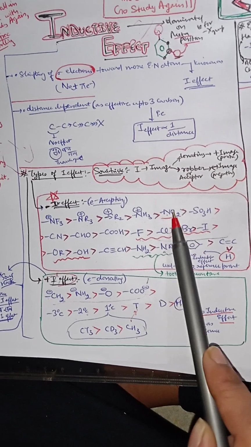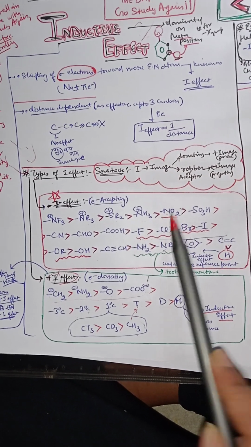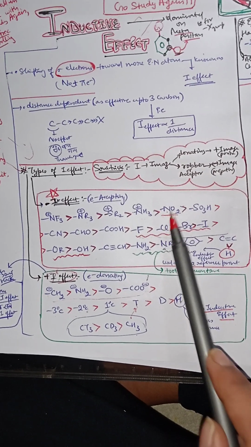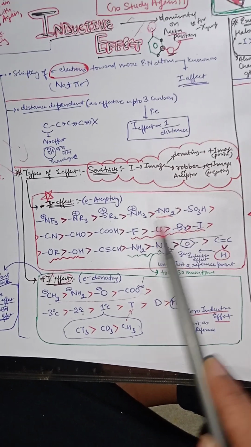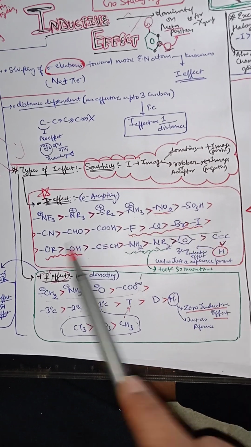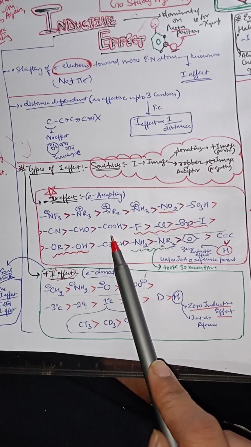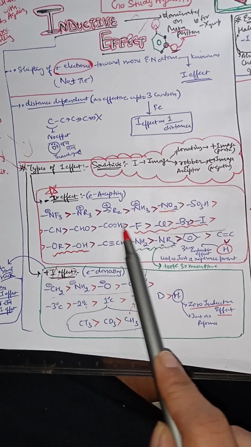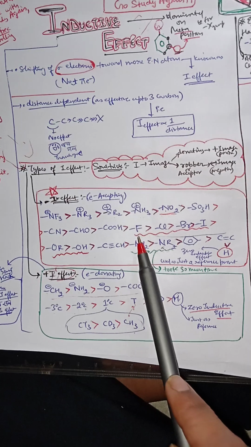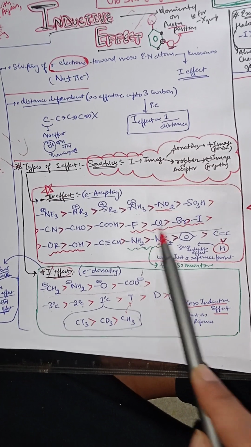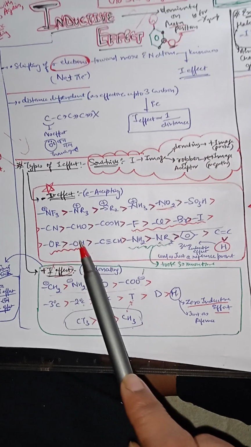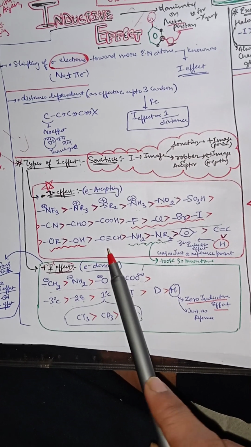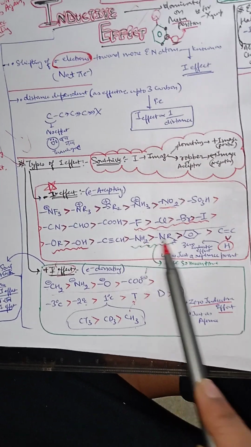It is the favorite one of the examiners because you will see so many questions using this group. Now SO3 more than CN more than CHO more than CWH. These are seen in intermediate form in questions. Now fluorine more than chlorine more than bromine more than iodine more than OR. Alkoxy group more than alcohol group more than alkyne more than amine more than NR2.